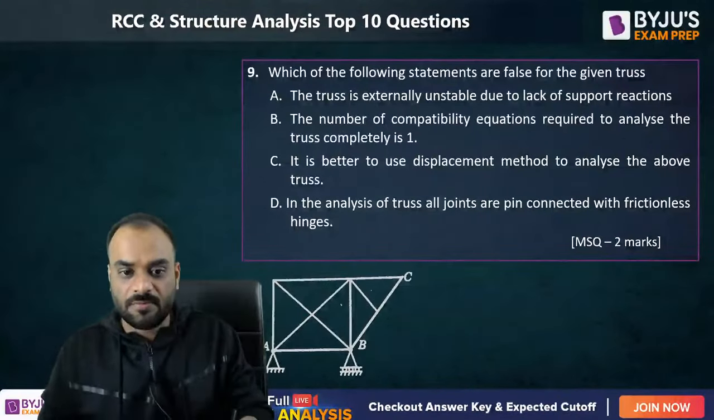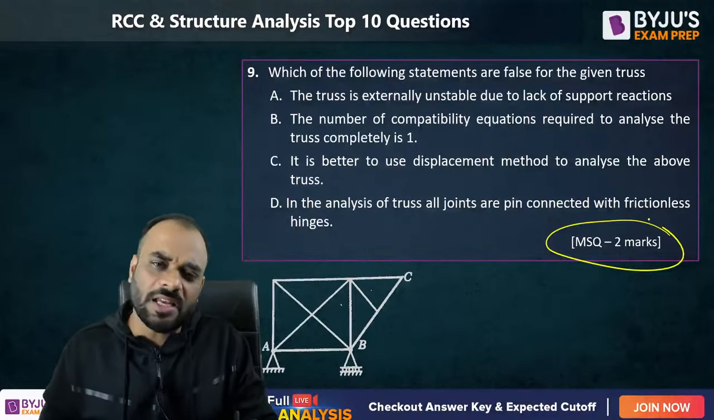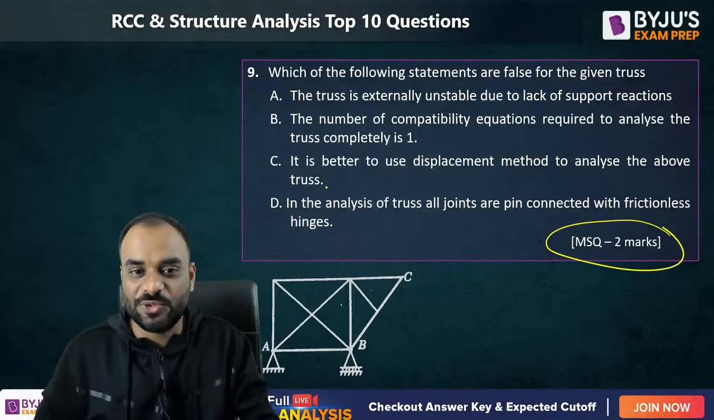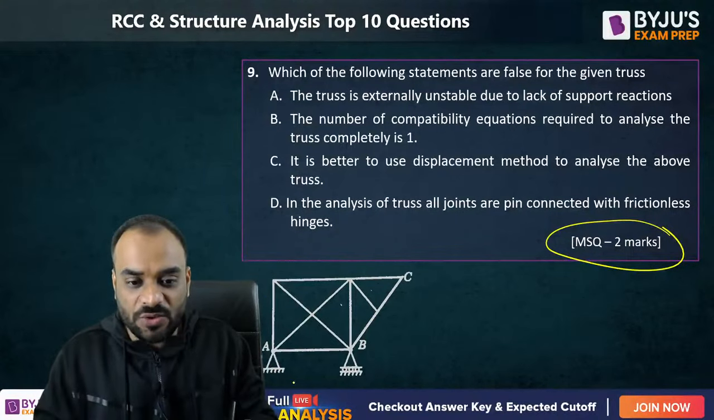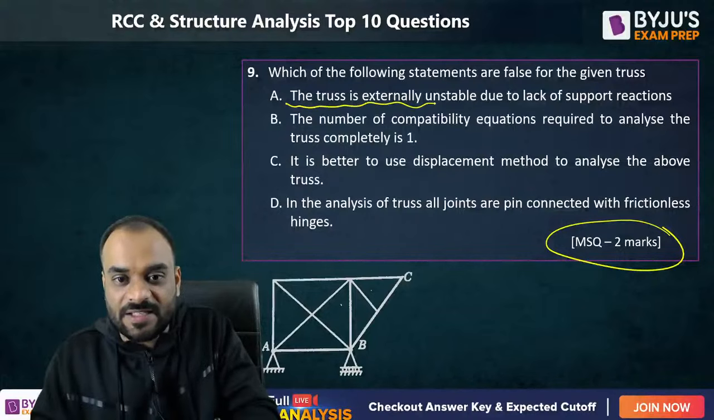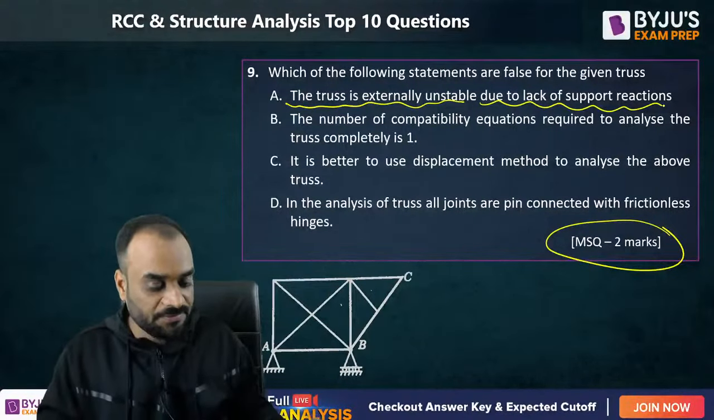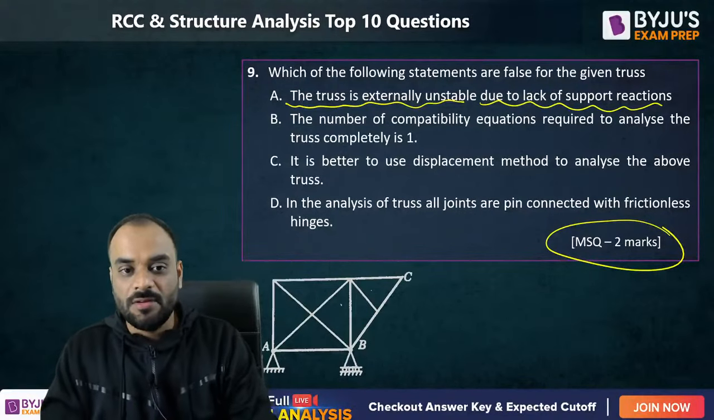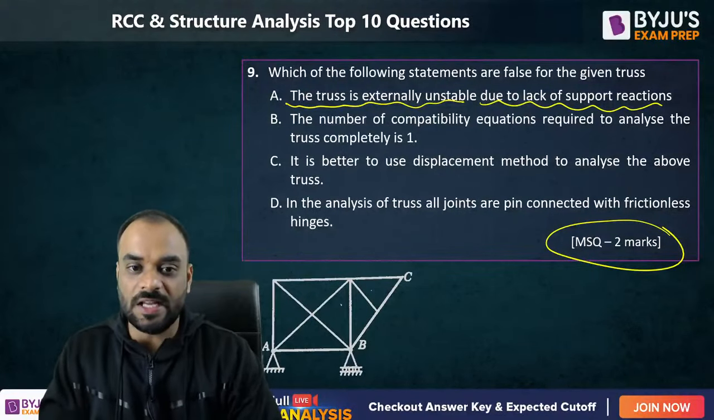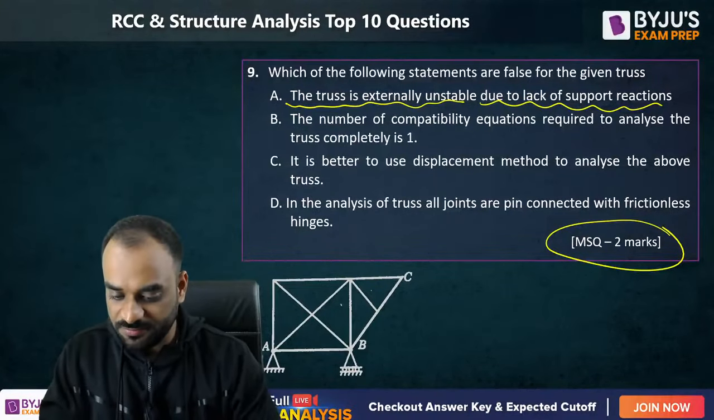Next question, which is based upon truss and again MSQ. Now guys, as you can see, this is a truss. You need to tell me the truss is externally unstable due to lack of support reaction. Kindly check it once. Is it unstable or is it a stable one?